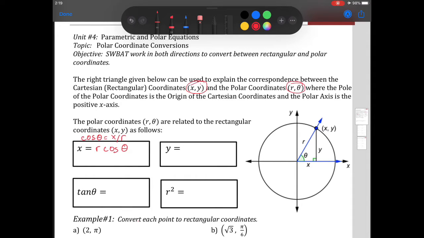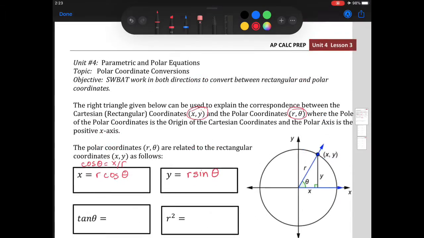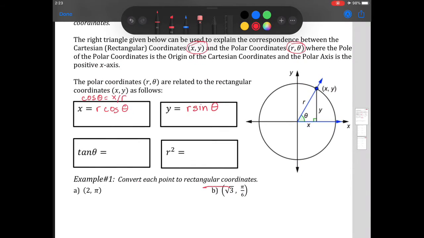Similarly, sine theta would be y over r. Solve for y, you get r sine theta. Knowing where it comes from will help you not make mistakes on these formulas, or you can just remember them.